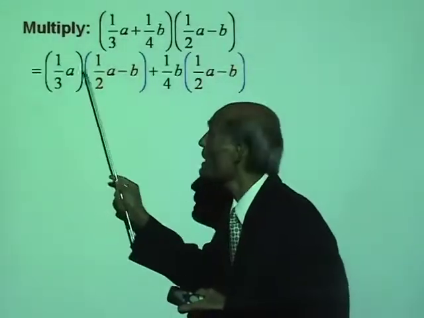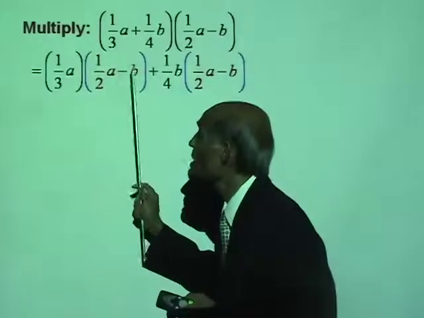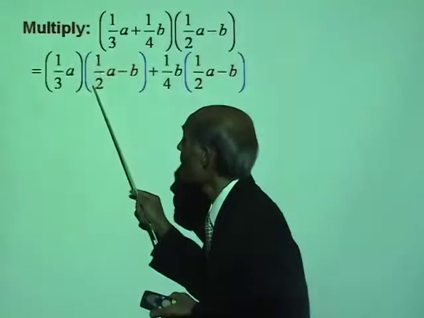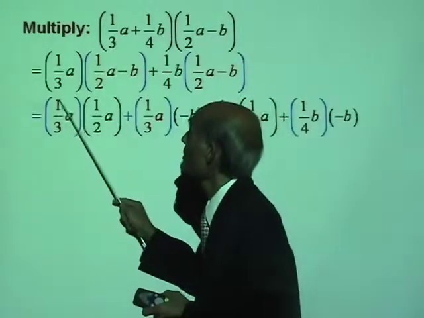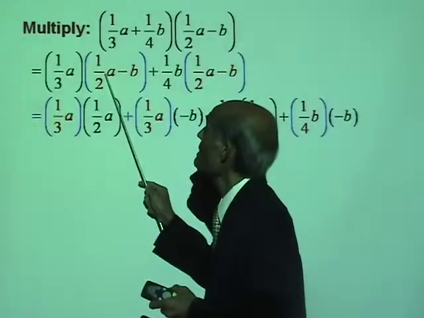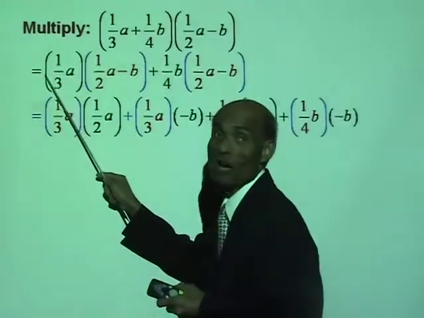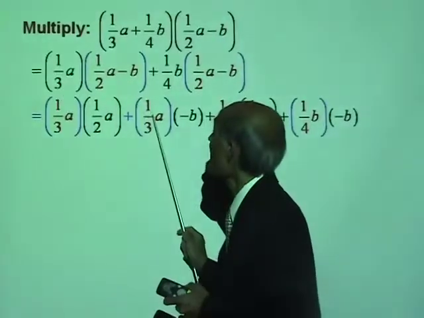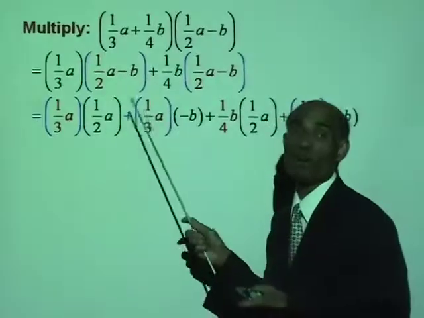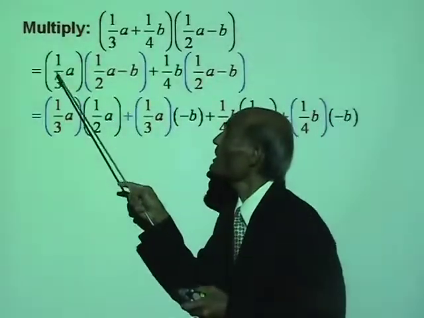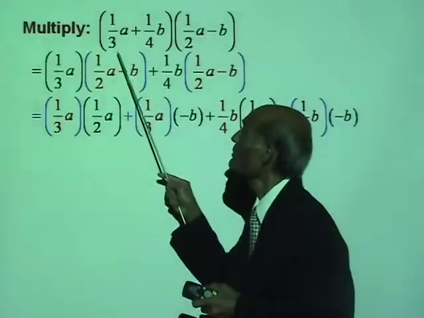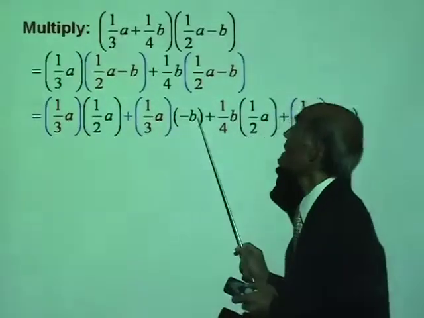Distribute this 1/3 a into each of these terms. 1/3 a multiplied by 1/2 a, plus, you see this is a positive, plus 1/3 a multiplied by negative b. So, we finished multiplying 1/3 a with 1/2 a, and then we multiplied 1/3 a with negative b.